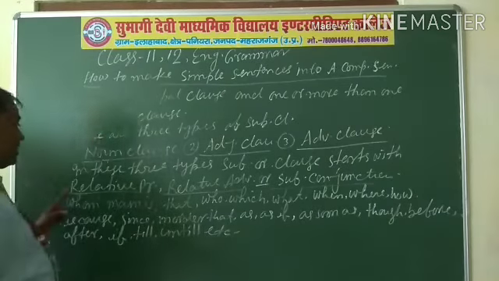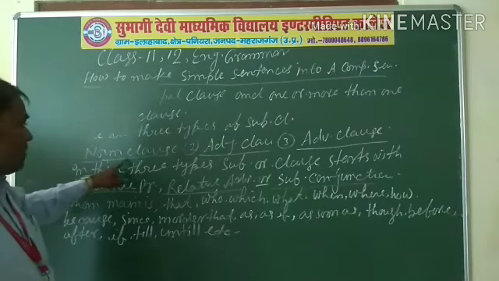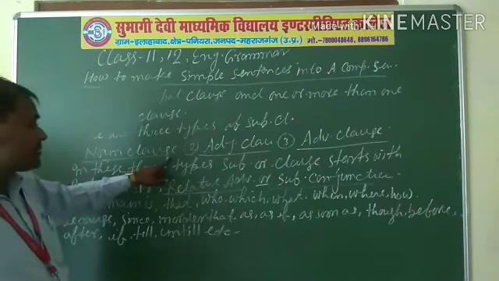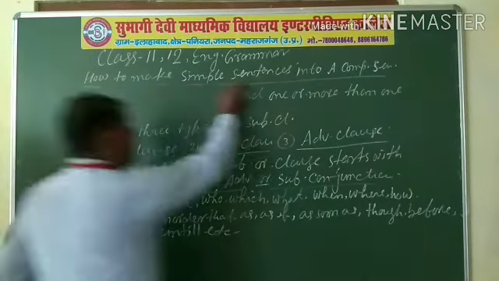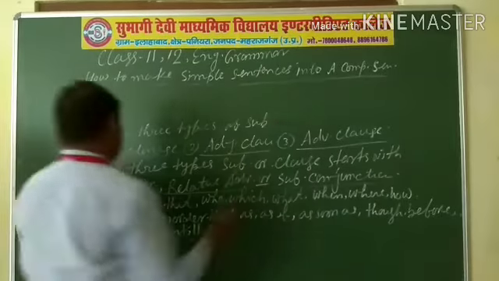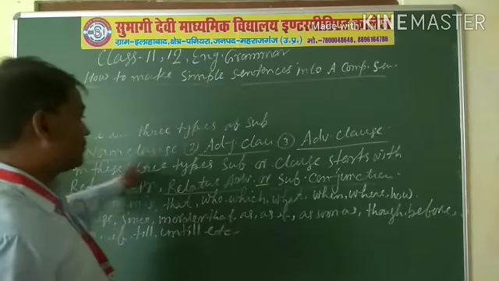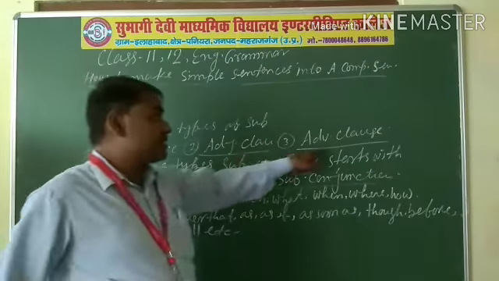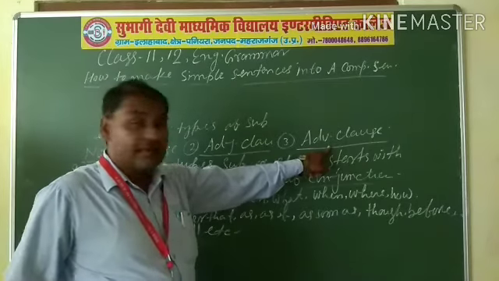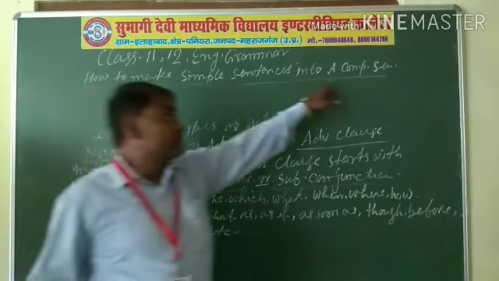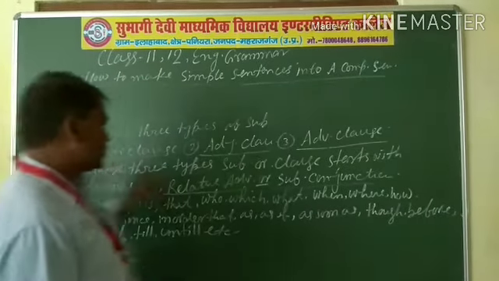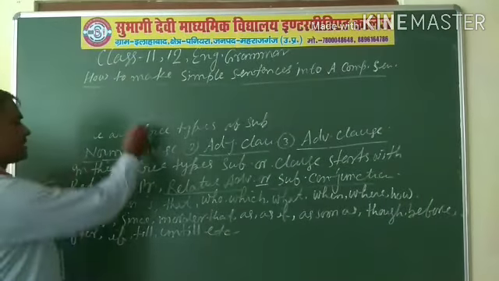So first of all, we have to read how to join two or more simple sentences into one complex sentence by the help of noun clause, by the help of adjective clause, and by the help of adverb clause. So the first topic is noun clause.